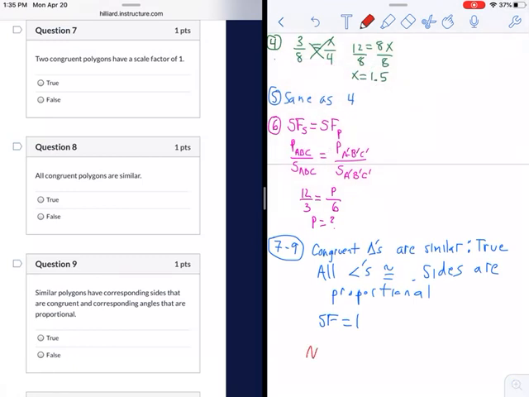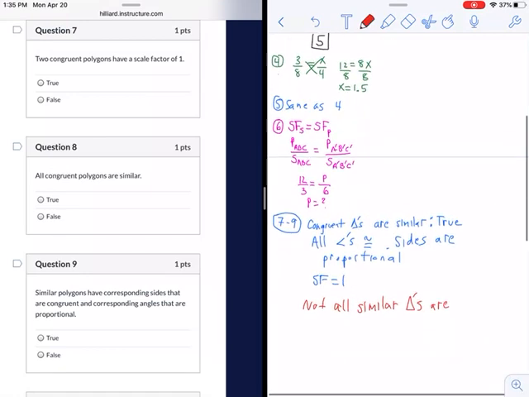Now, reverse, not all similar triangles are congruent. The sides don't have to be congruent. When a shape is congruent, all parts are congruent. When a shape is similar, yes, the angles are congruent, but the sides are going to be proportional. The scale factor doesn't have to be 1. Alright, so that kind of summarizes 7, 8, and 9.